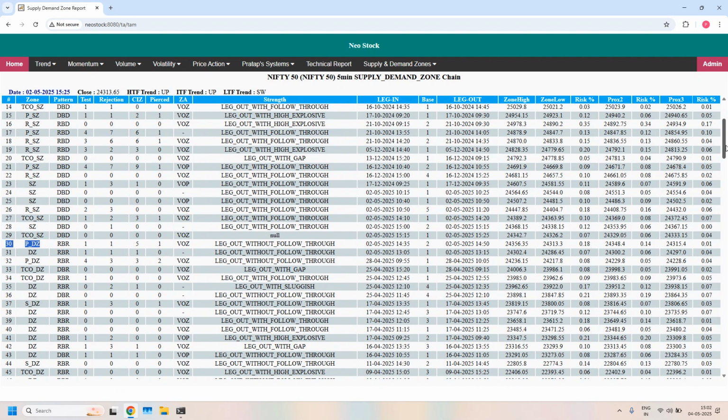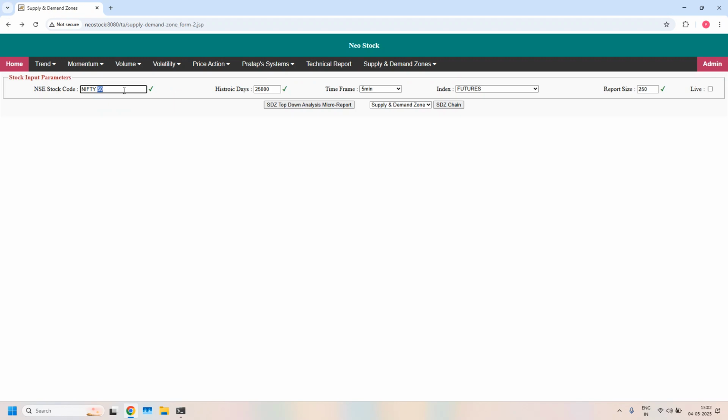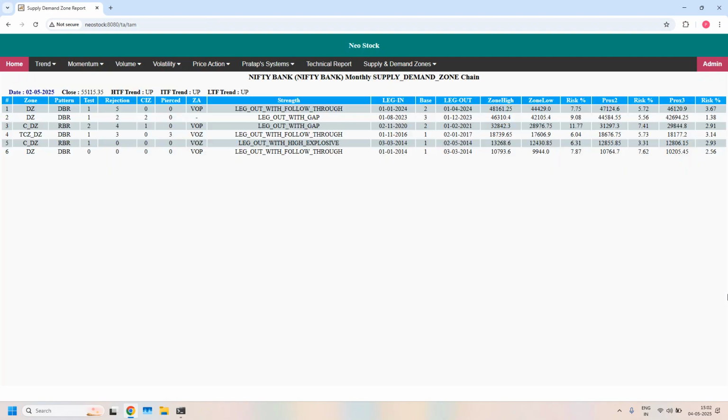So this is about Nifty supply demand zone chain. Next, I will generate Bank Nifty supply demand zone chain. That is nothing but Nifty Bank. Starting with monthly time frame, generating monthly supply demand zone chain for Bank Nifty.